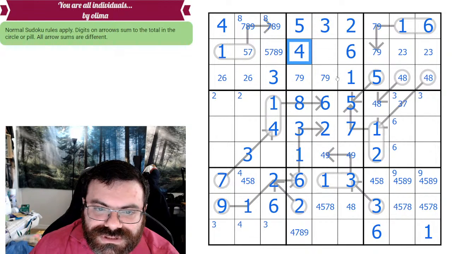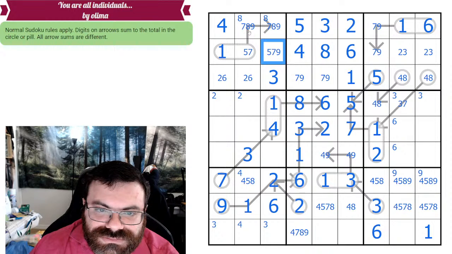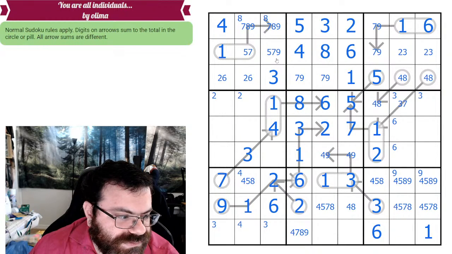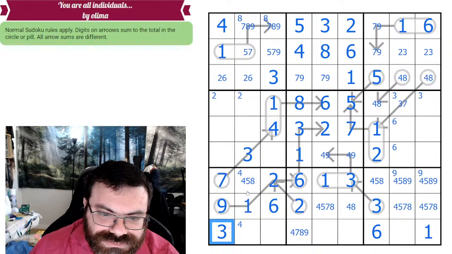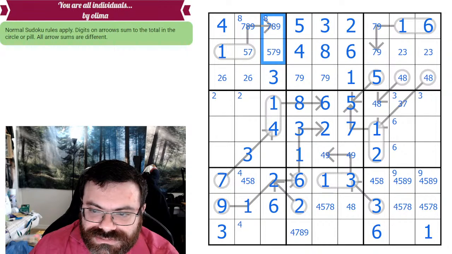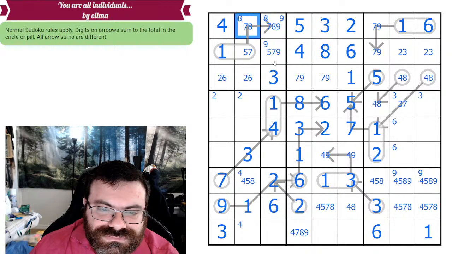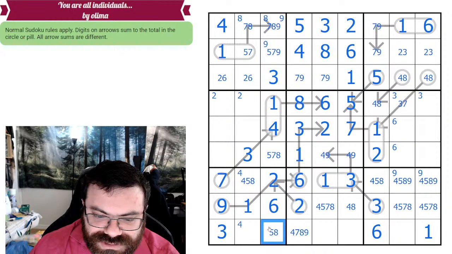So this is not, this is a 4. 8. It's not 8. Never was. This is not 3, so that places this 3. 5, 7, 8, 9. That's not a 9. That's not a 9. So 9's up here somewhere. So that's not a 9. So these are 5, 7, 8. It's not a 7 either.